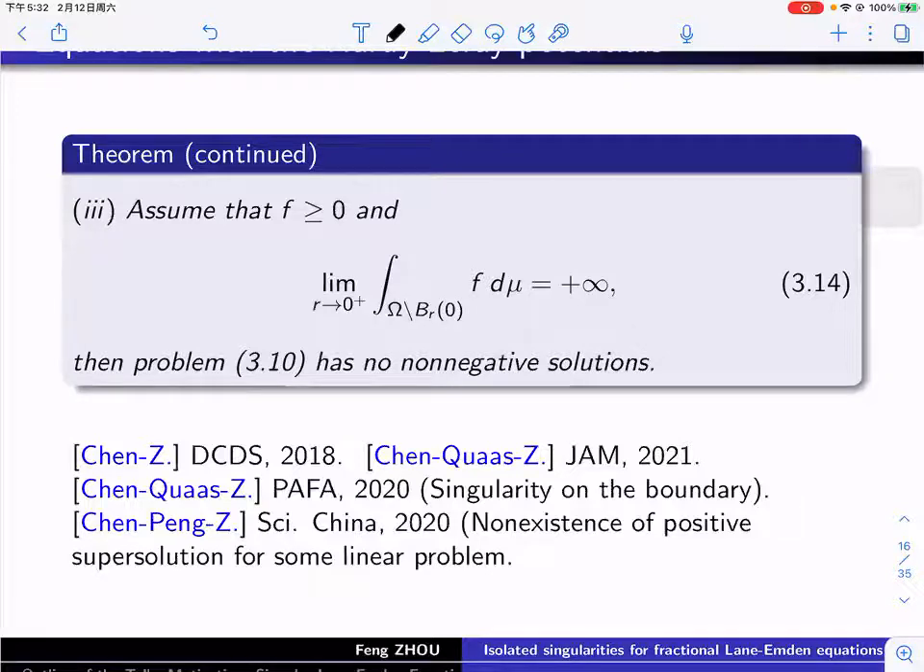And also we can study the problem when the singularity is on the boundary. This was published in the journal PAFA, also with Chen and Quaas. And also we have some applications for some linear systems. Okay, this is for the equation with Hardy potential.